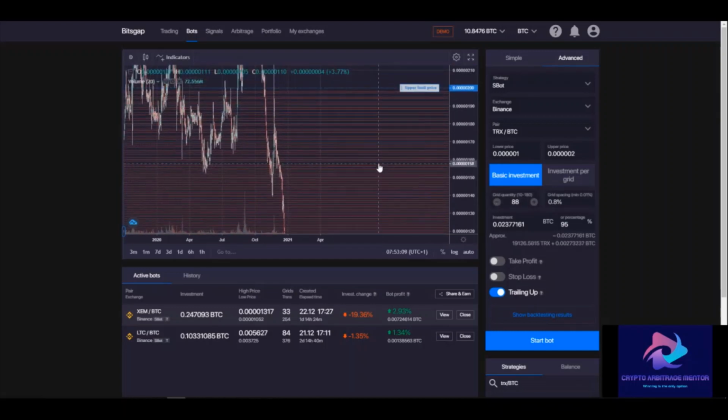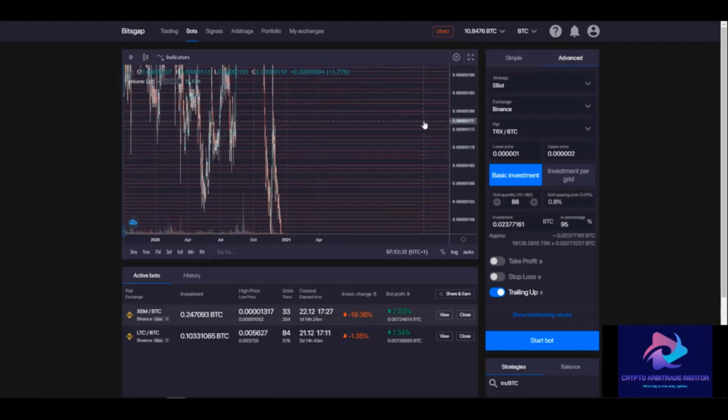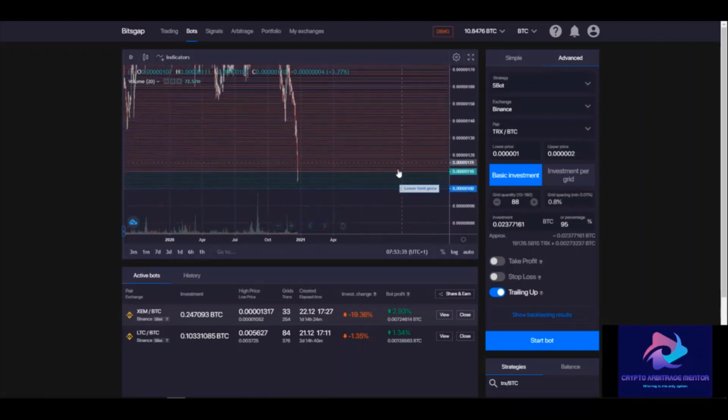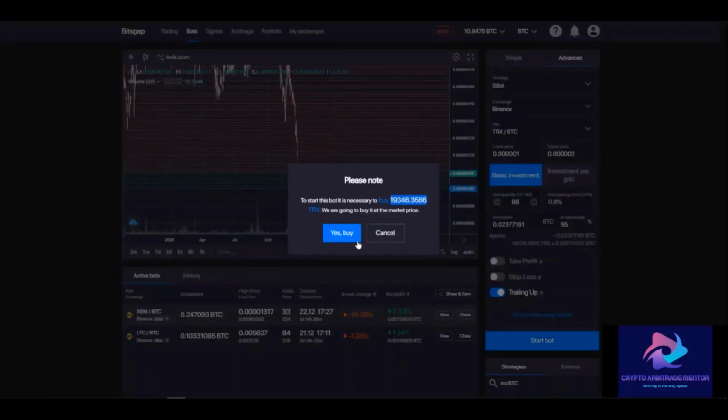See the difference here, because with a big price, to achieve the price, the percentage between prices is bigger, so you have to maybe move the slider here, and it's increasing the space between grids. But here is a very good point, 0.8. We're going to have a lot of trades in the future, in the next days. So we are going to start the bot. We are going to buy all these coins of TRX.